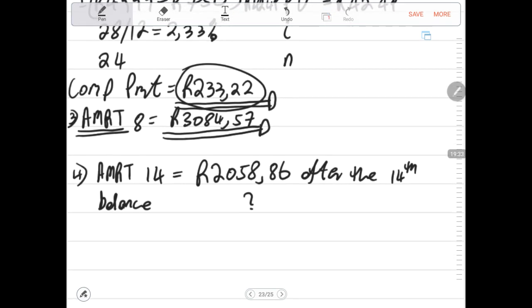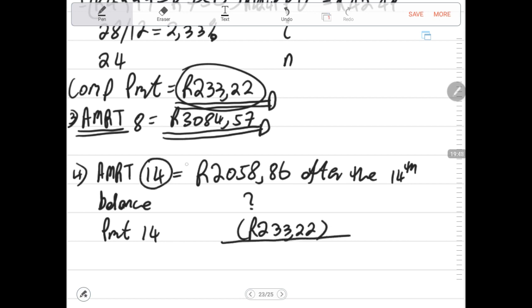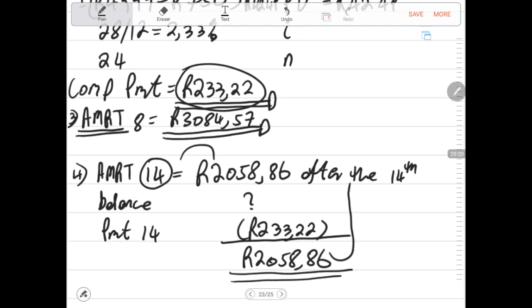Then after what we did, we said PMT 14, payment 14. We made a payment on the 14th month. How much is the payment? 233 rand 22 cents. Then the balance after the 14th payment was made became 2,058 rand 86 cents. So this is the balance after the 14th payment is made, of which we are looking for the balance before this 14th payment was made. That is why now we have to add back the 14th payment.